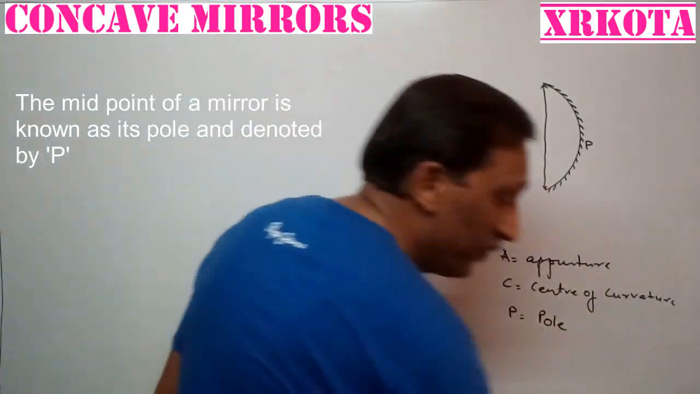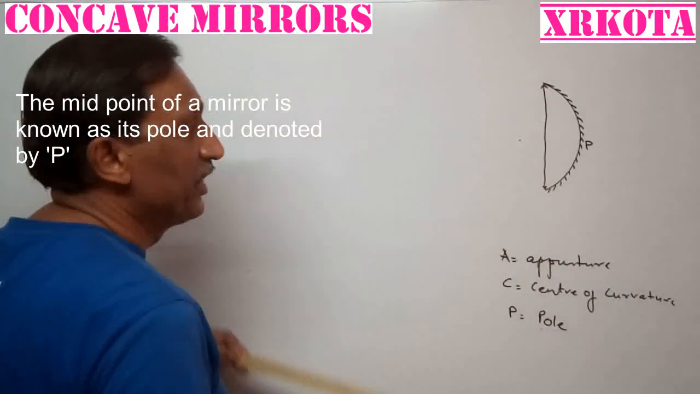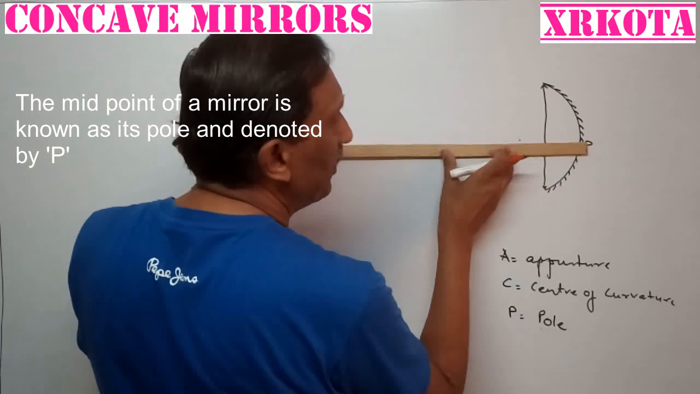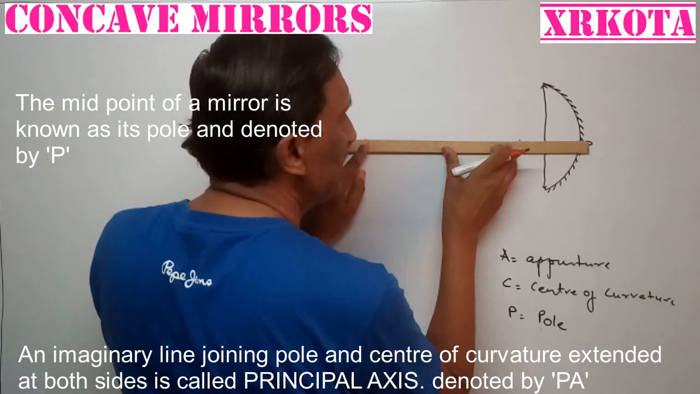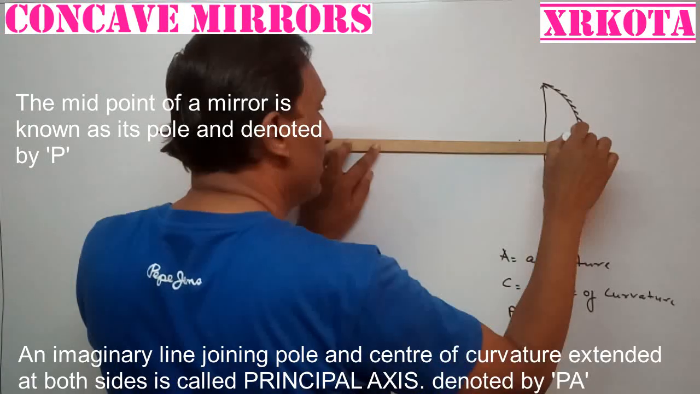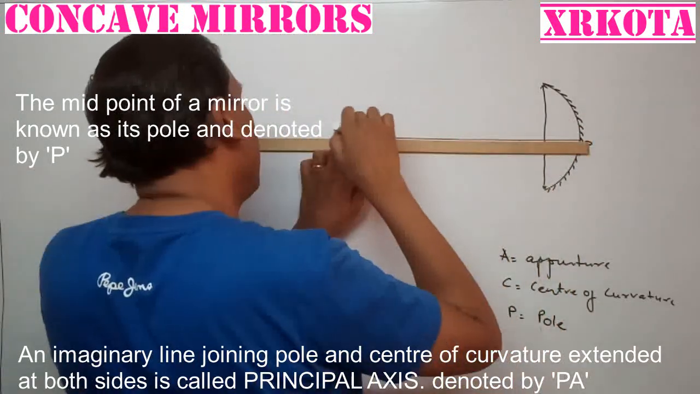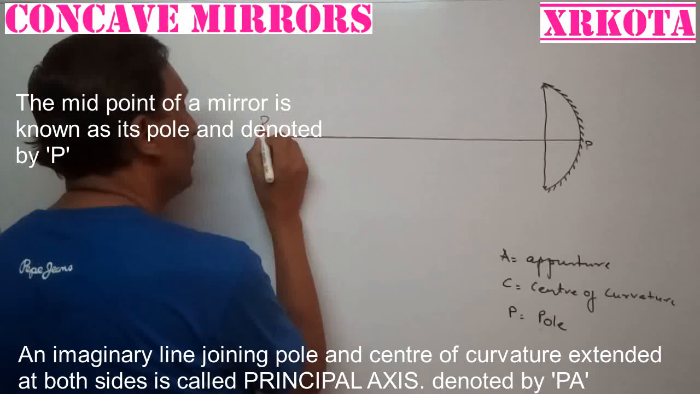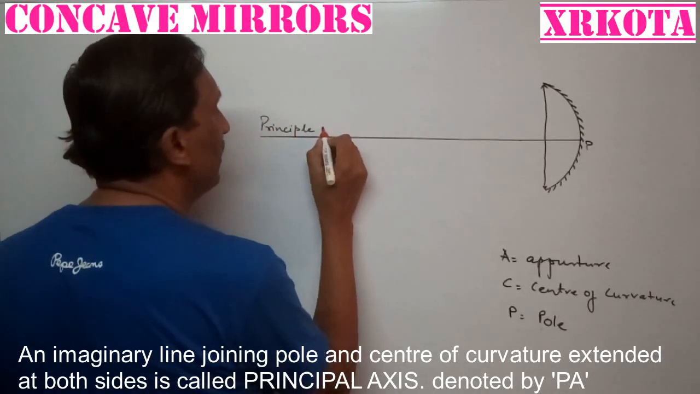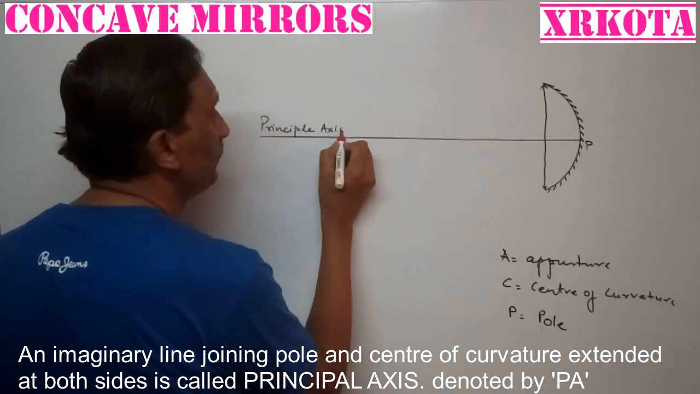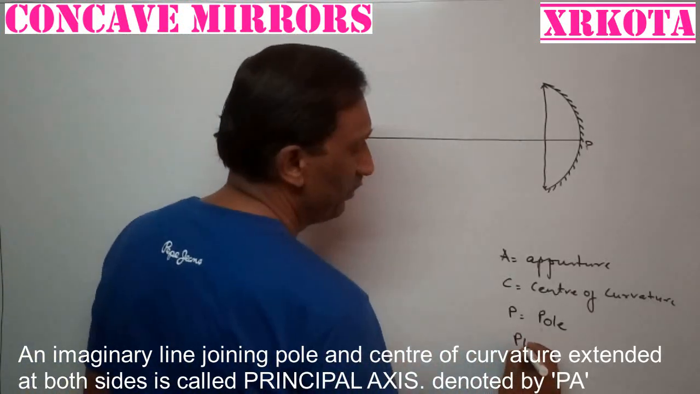Now, if we draw a straight line joining the pole and the center of curvature, this will be known as a principal axis. Joining P and C, this is called the principal axis.